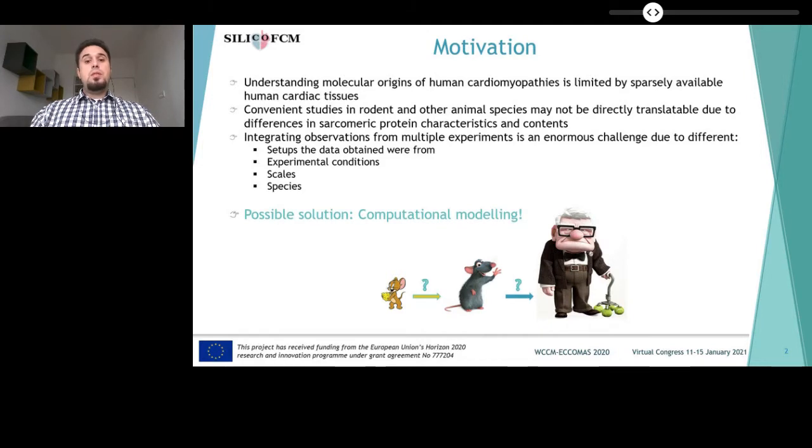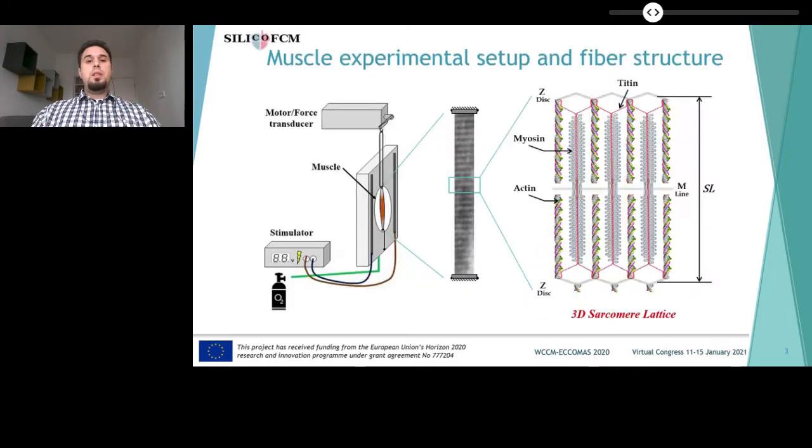Moreover, scientists and researchers found it's an enormous challenge to integrate observations from multiple experiments under different experimental conditions, setups, and scales. For example, whether it's a protein-to-protein interaction in assays, single myofibrils, muscle fibers, or whole organ experiments. One solution for translating data between species and better understanding human cardiomyopathies is the use of detailed computational models of sarcomeric functions.